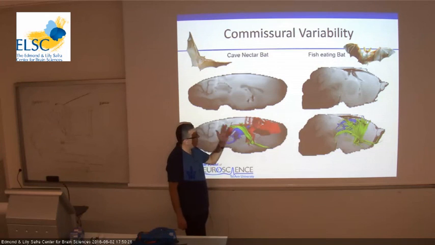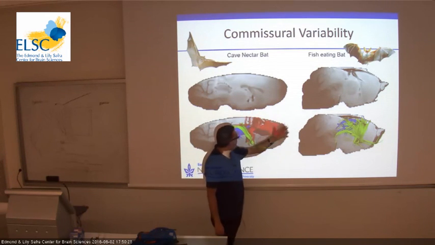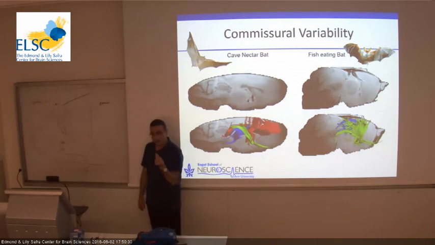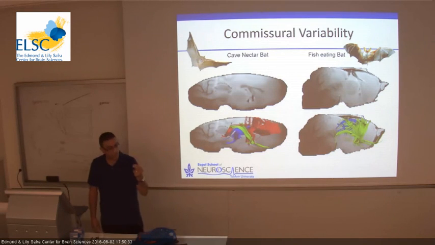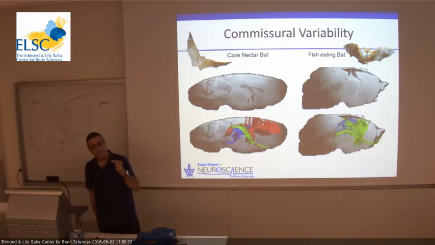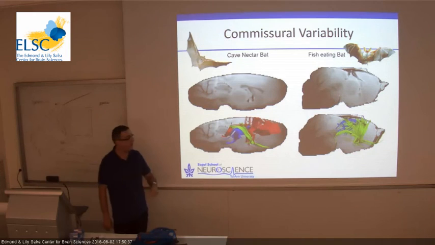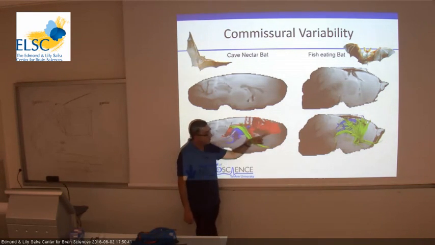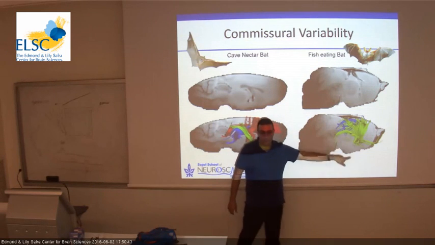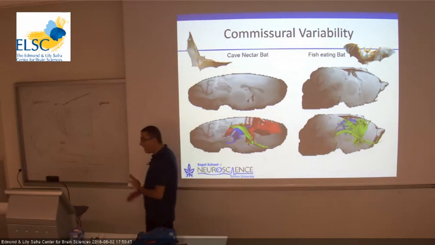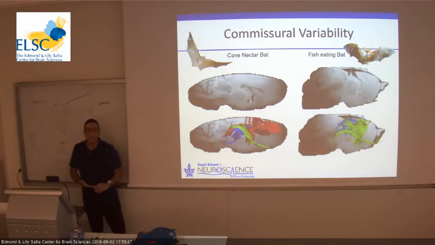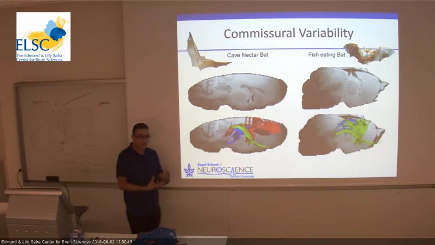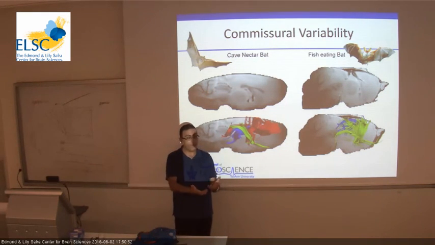eating bat. This is from Thailand, this is from Mexico. Very close on the evolution tree. They are of the same family, two subfamilies. One with corpus callosum, one without. Completely absent, not there. Which means that you have a dynamic structure that has evolved.